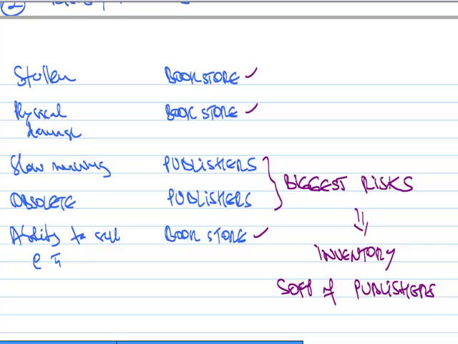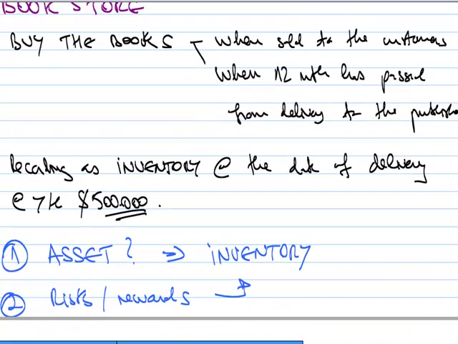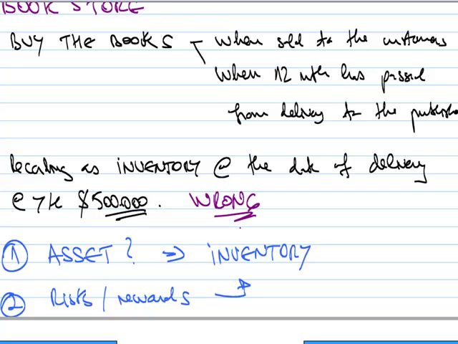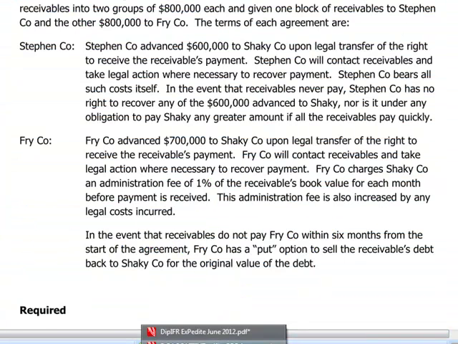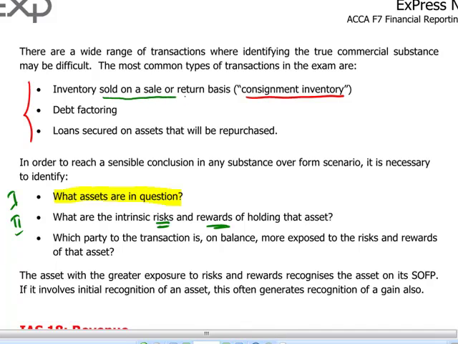So the current accounting policy is where we started. Actually, the bookstore having the inventory in their statement of financial position at the year end is wrong. The publishers in turn will have to recognize the inventory at its respective value at the year end in the statement of financial position. If we look back to the notes, this is one type of transaction where we have to deal with inventory sold on a sale and return basis.